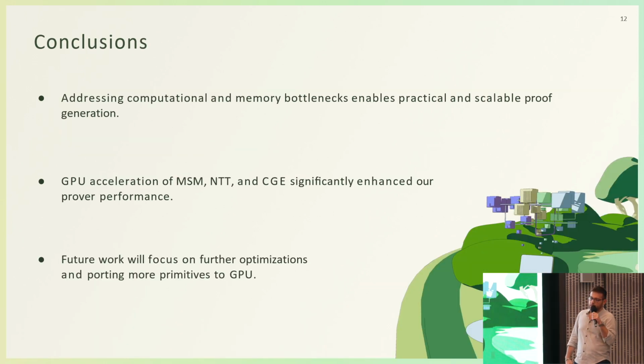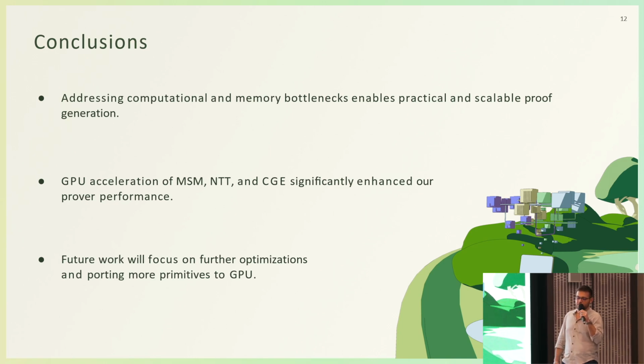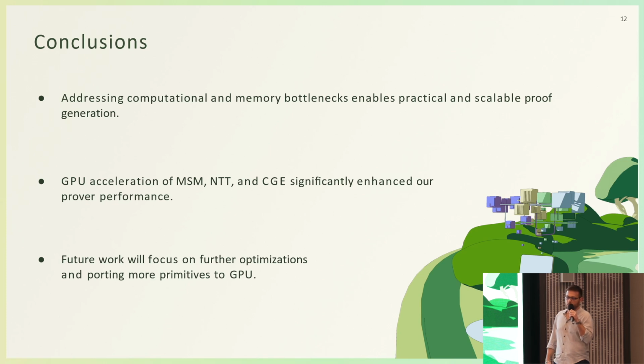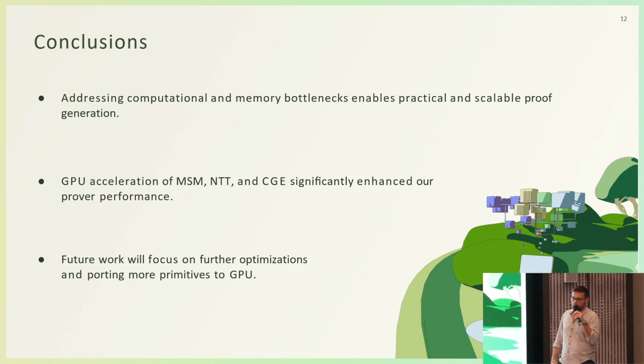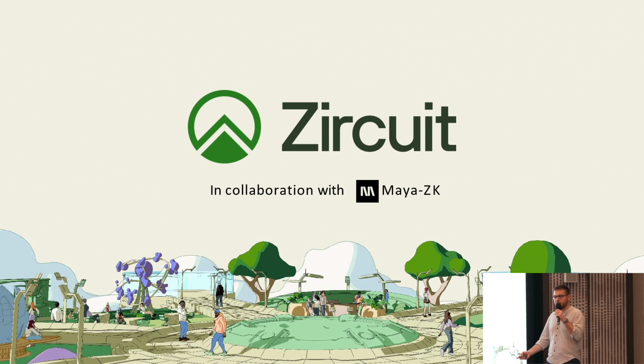So to conclude, as I said, addressing computational memory bottlenecks makes proof computation practical, even with just a few GPUs. And GPU acceleration of MSM, NTT, and custom gates evaluation has significantly reduced the proving time of our prover. And for the future, we will definitely focus on memory optimization and on bringing new primitives to GPU. So thank you, and that's all.